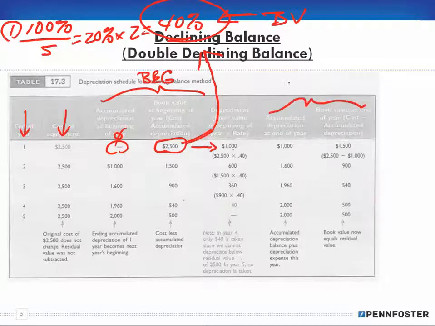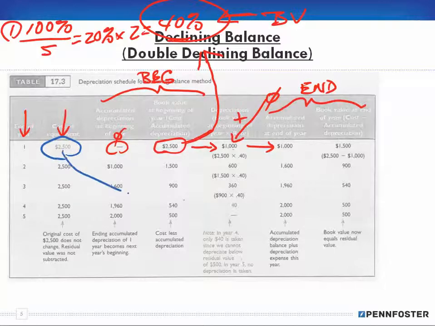These two columns, of course, are for the end of the year, right? So at the beginning of year 1, my accumulated depreciation was 0. So I add 0 plus my 1,000 for the year, and that gives me my new accumulated depreciation at the end of the year of $1,000. And just like in the other schedules, I take my cost less my accumulated depreciation, and that equals my new book value of $1,500. Except for the calculation using the rate, there's nothing different here than what you've done before.